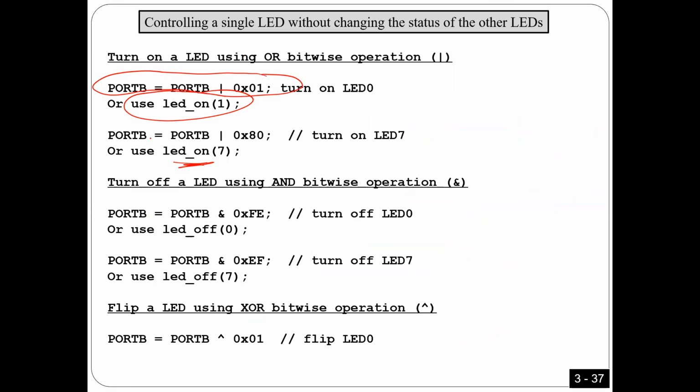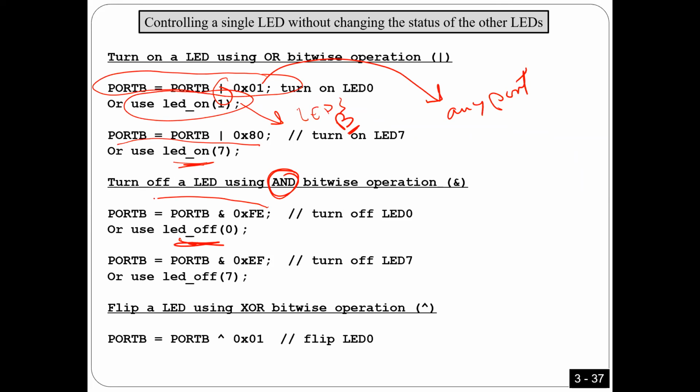Same thing here. You can use this instruction, or you can use this, or you can use the OR operation. However, as I told you, this one only works for LEDs, okay? But this format can work for any port. Remember, LEDs are connected to port B, okay? So if you wanna put 1, you have to use this one, okay? Now, if you wanna put 0, you can use AND in this format to turn one LED off by writing here again.